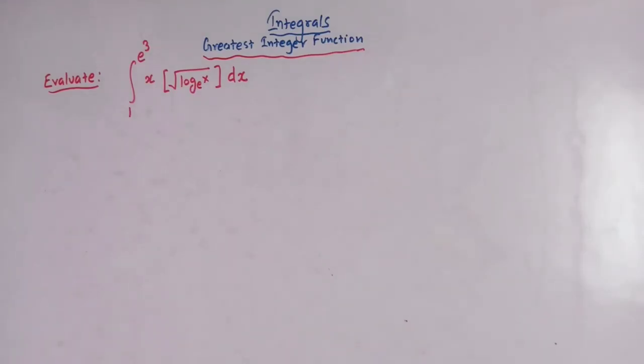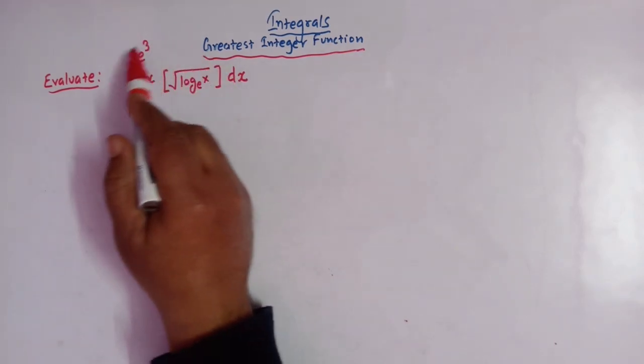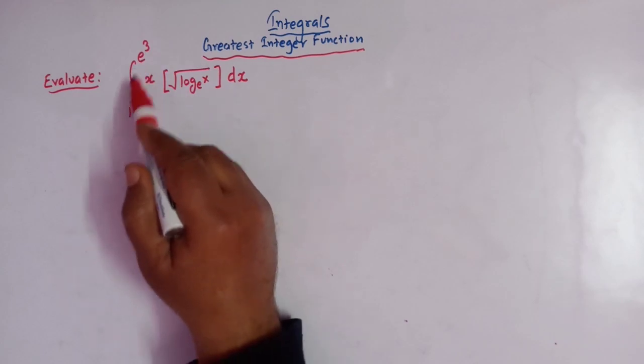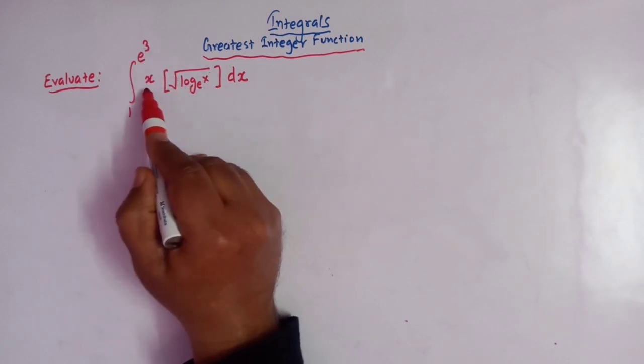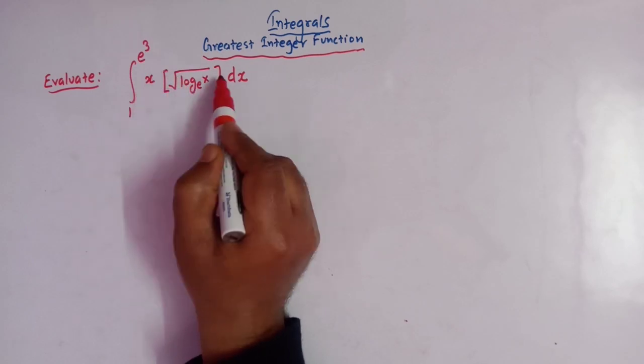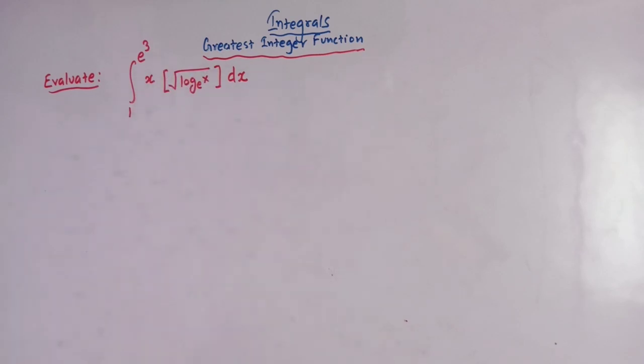Hello viewers, in today's class we are going to discuss one important problem from definite integrals involving the greatest integer function. Here we have to find the value of this integral from 1 to e cube, and the integrand is x times the greatest integer of square root of log of x.